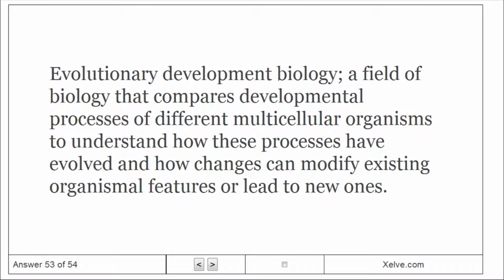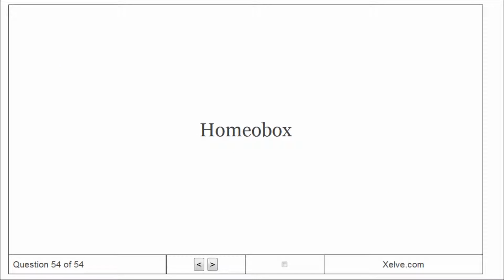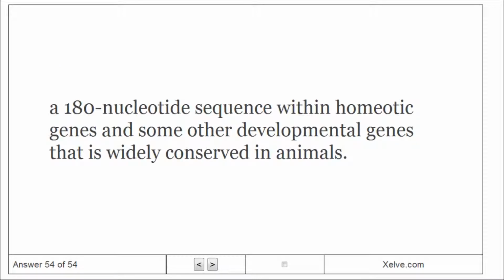Evo-devo. Evolutionary developmental biology, a field of biology that compares developmental processes of different multicellular organisms to understand how these processes have evolved and how changes can modify existing organismal features or lead to new ones. Homeobox. A 180 nucleotide sequence within homeotic genes and some other developmental genes that is widely conserved in animals.